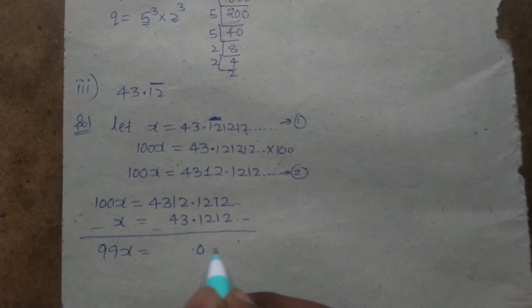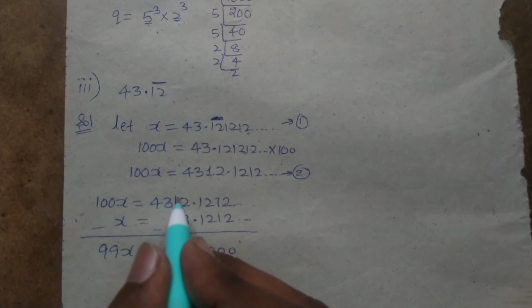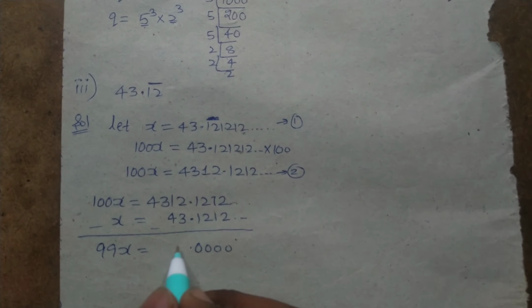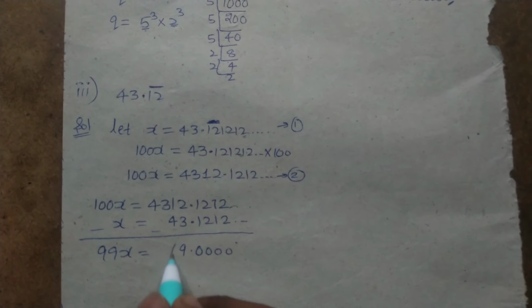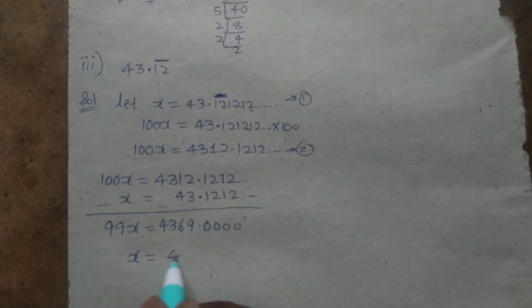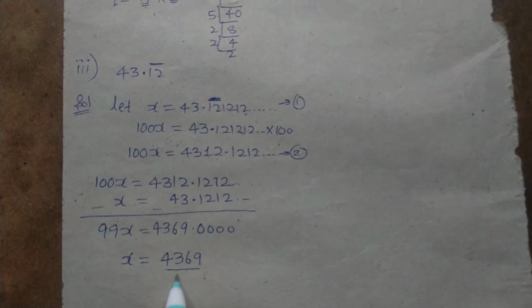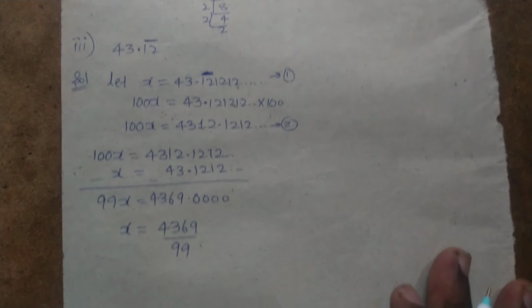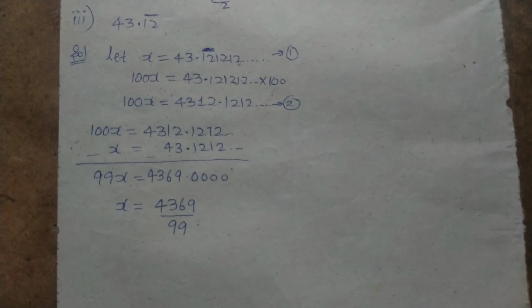This one will be 0. After the point everything will be 0. Now here if you borrow 1, it will be 9, it will be 10, so 6 3 4, right? So x is equal to, from here, 4369 divided by 99. Okay, 4369 divided by 99.